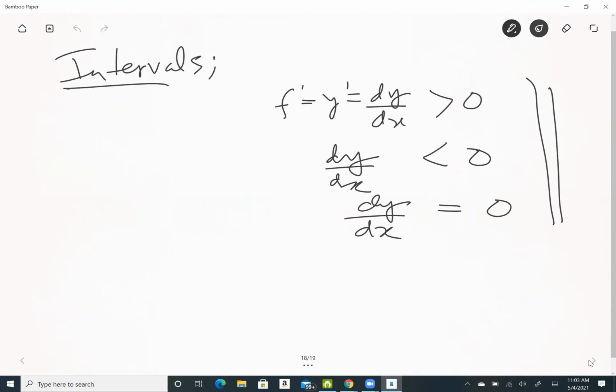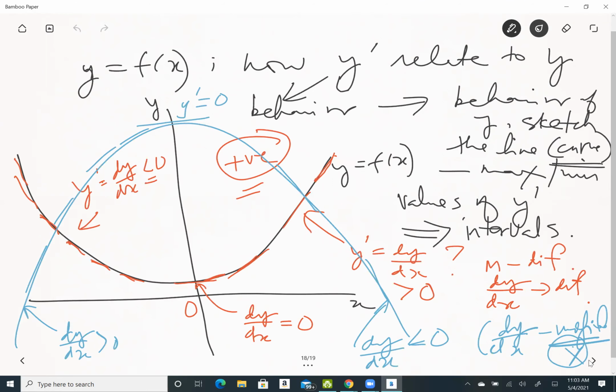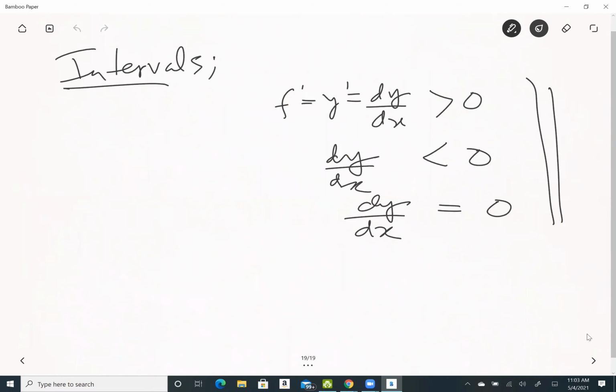So go back to the graph. Okay, where is the point where the derivative is 0? I draw the graph nicely here. Where is the point? Maximum and minimum? No, I'm not saying maximum or minimum. Where is the point? At what value of x? Where it is 0. Okay, so for that example, dy/dx is equal to 0 at x equal to 0. So x equal to 0 is a point.